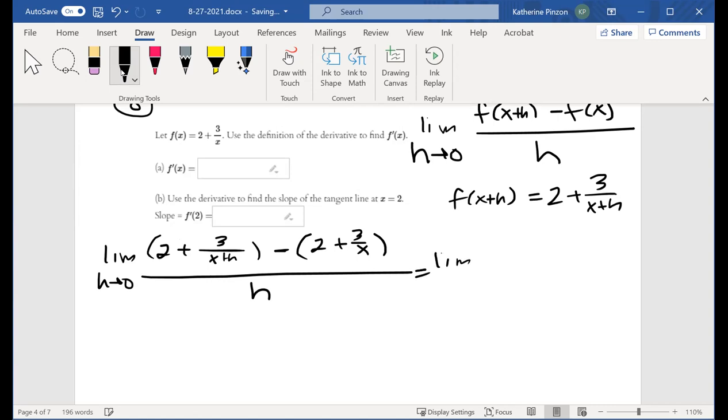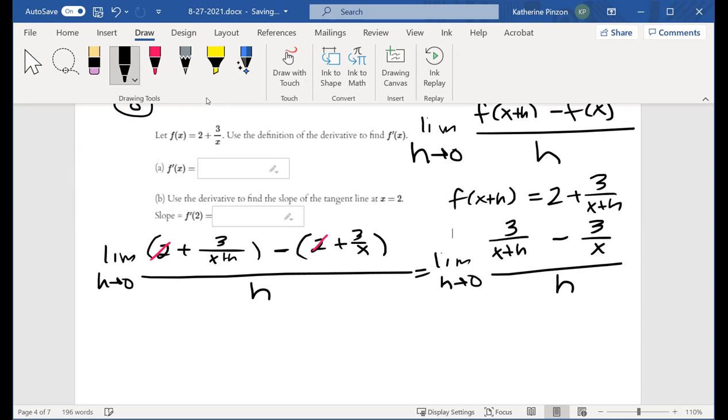I'm going to do a little bit of simplifying. What simplifying do you think I should do? Cancel those 2's. That's an excellent plan. Let's cancel those 2's. 3 over x plus h. Notice this minus sign goes with both terms, so put minus 3 over x there, all divided by h.